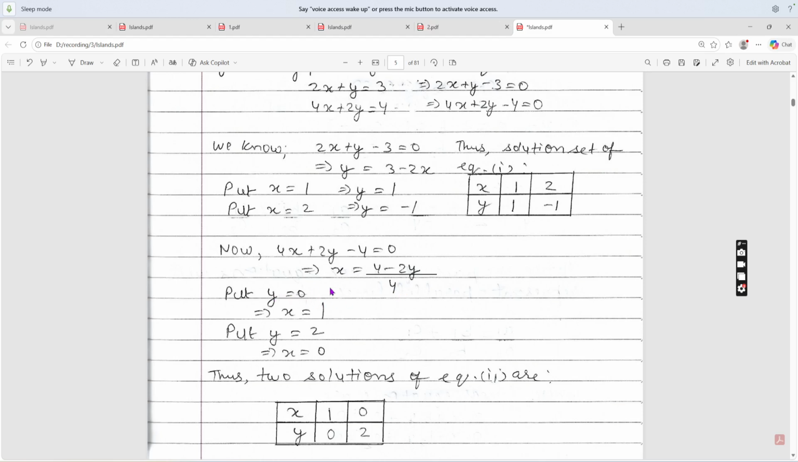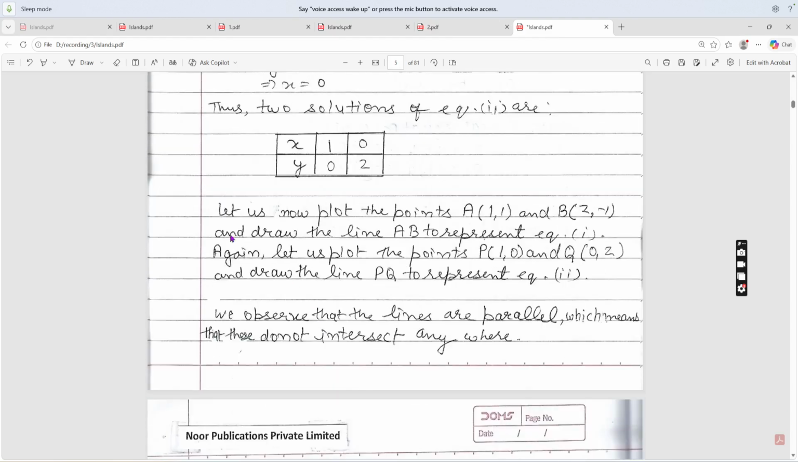Now we are going to put y is equal to 0. So 4 minus 2 into 0, that is 0. So 4 minus 0 is 4. 4 upon 4 is 1. Now we can assume y is equal to 2. It means 4 minus 2 into 2 is 4. That is 4 minus 4 is 0. 0 upon 4 is 0. So we are getting the point 0, comma 2. Here we are writing 0, comma 2. And from this we are getting the point 1, comma 0. See 1, comma 0.